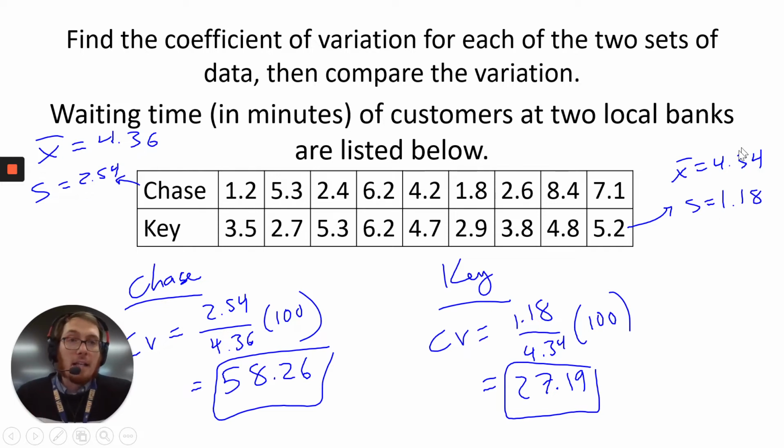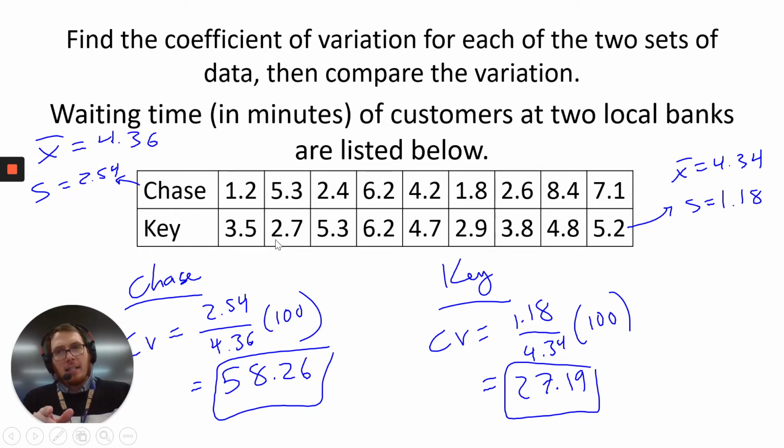For Key Bank, I got a mean of 4.34 and a standard deviation of 1.18. And I just take the standard deviation divided by the mean times 100, and I get 58.26 at Chase, 27.19 at Key Bank. What this means is no matter what, if the data was similar or not, there's more variation in the Chase Bank because this is a much higher number than the Key Bank one.